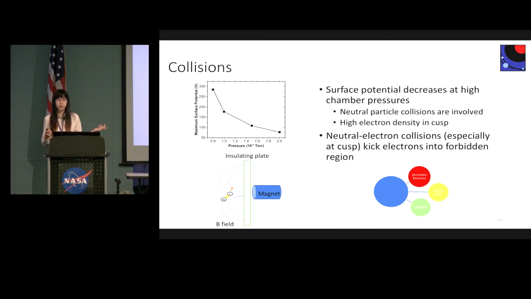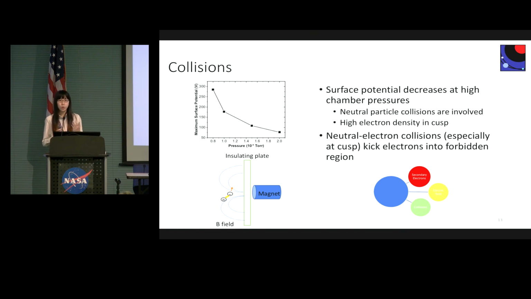And finally, collisions. We've done some experiments and we found that by increasing the chamber pressure, the surface potential actually continues to decrease. So this is interesting because chamber pressure is a measurement of the neutral particle density inside our experimental setup. And this means to us that somehow neutral particle collisions are involved in lowering the surface potential.